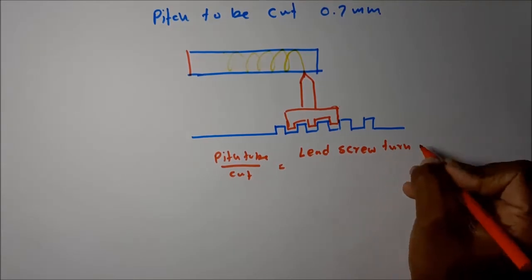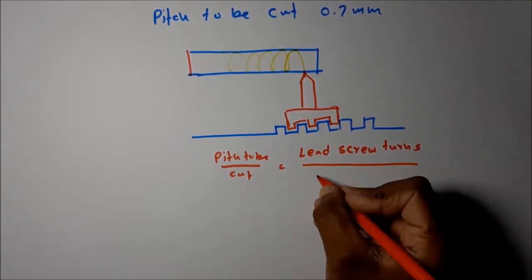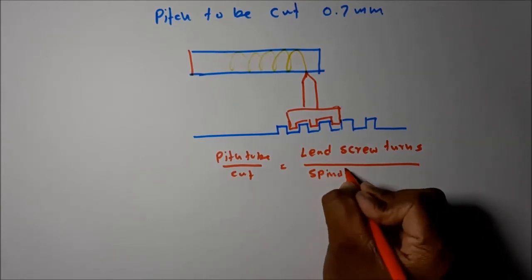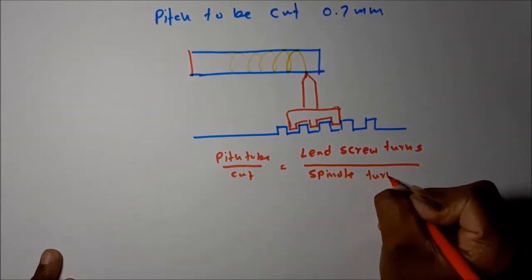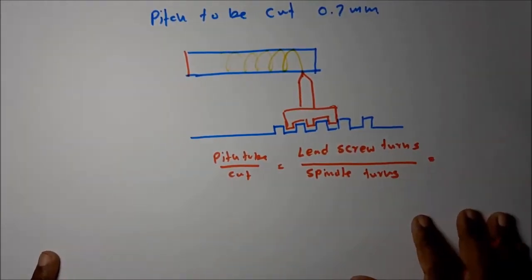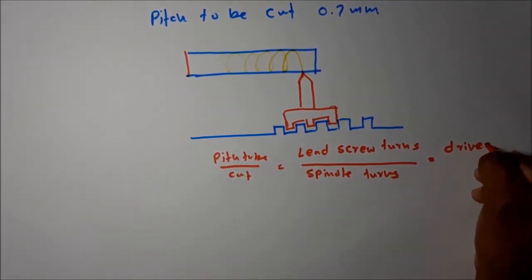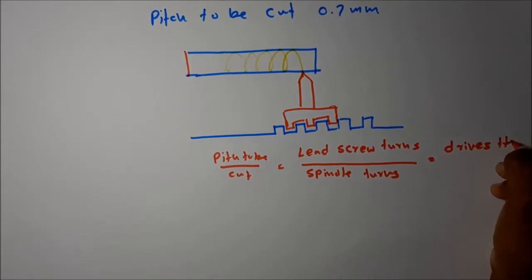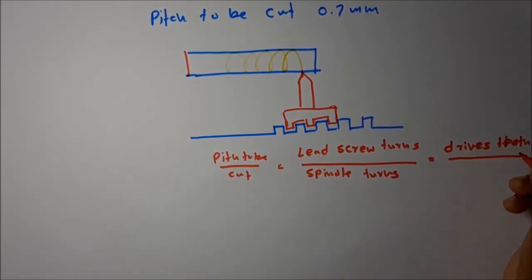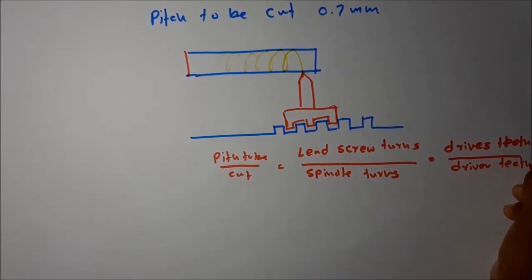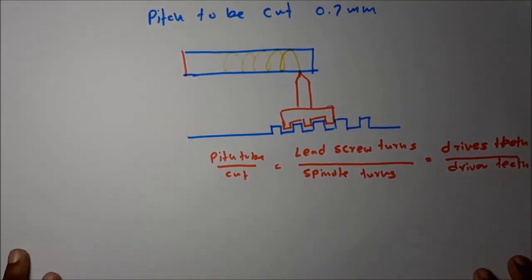The last part we obtain, we discuss these things in detail. The lead screw turns divided by spindle turns is equal to driver's teeth divided by driven teeth. Okay, driver's teeth divided by the driven teeth.